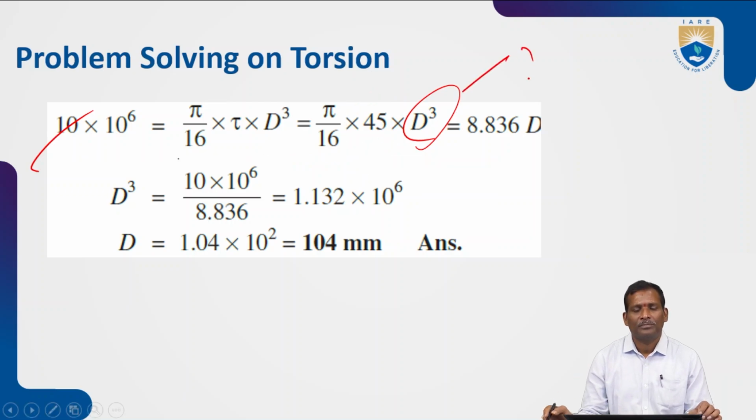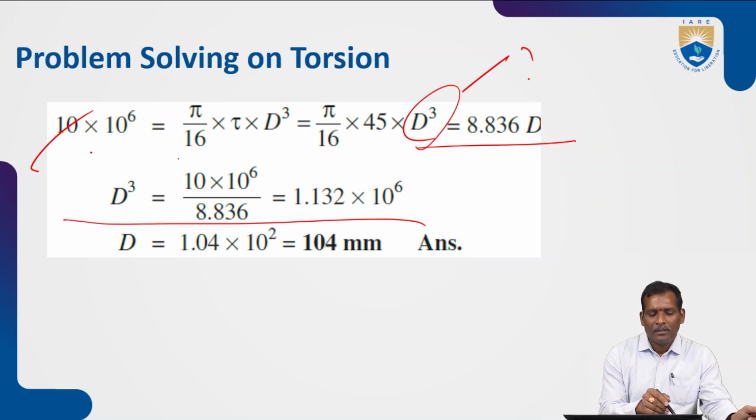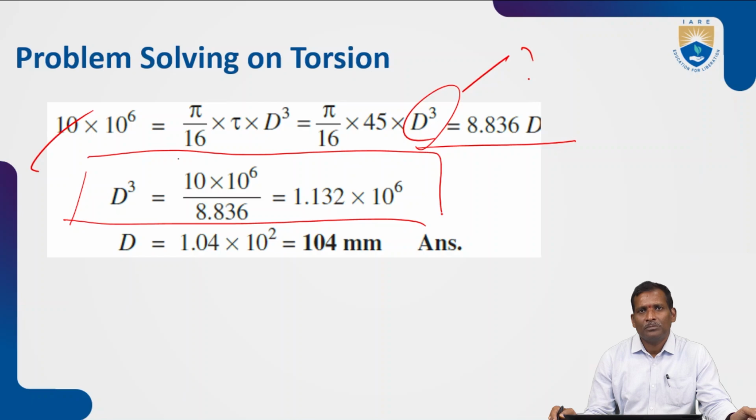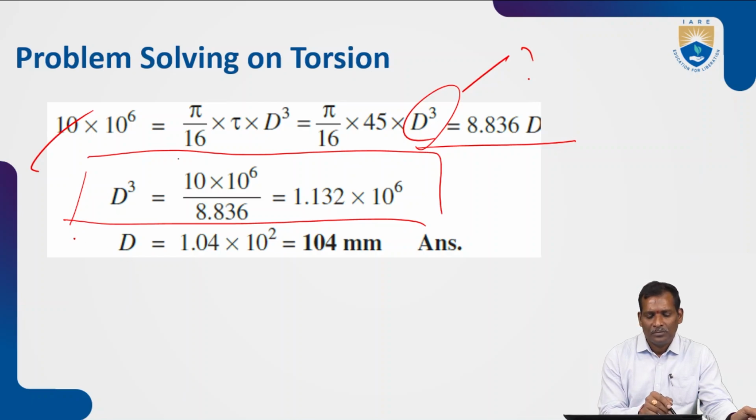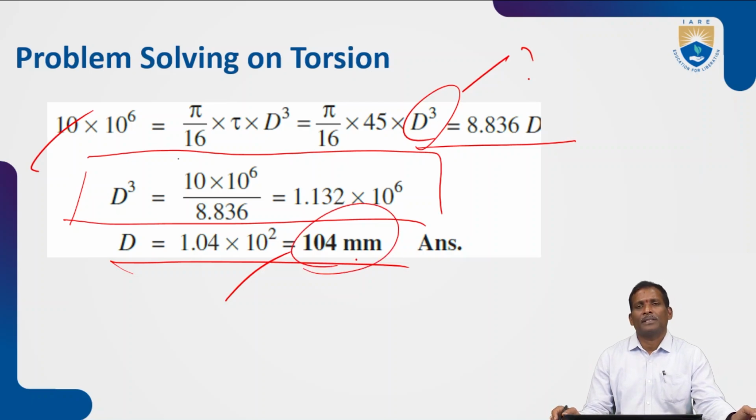We don't know it. So this equation, in terms of the d value, gives 8.836 d cubed. So now calculate the d value. D is equal to 1.04 into 10 square, so you will get the diameter 104 mm. So like this, we need to solve based on the given data.